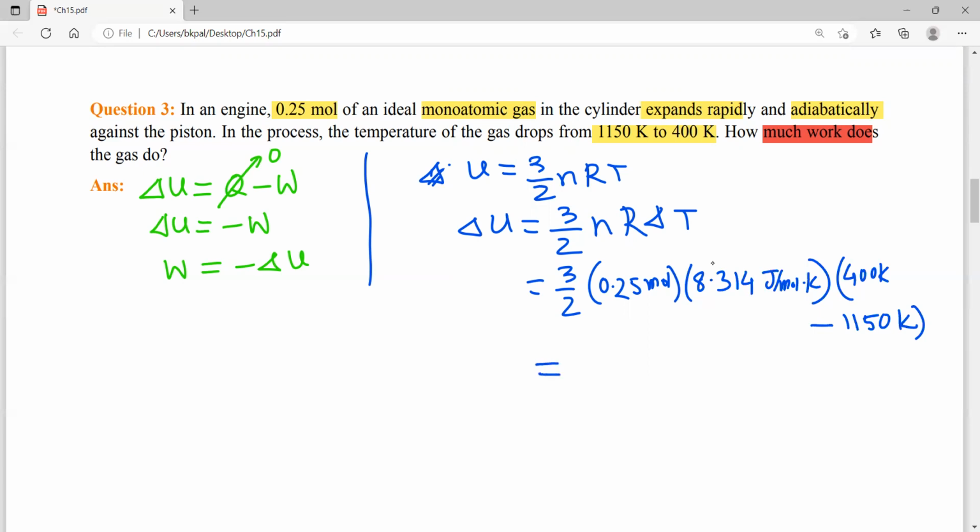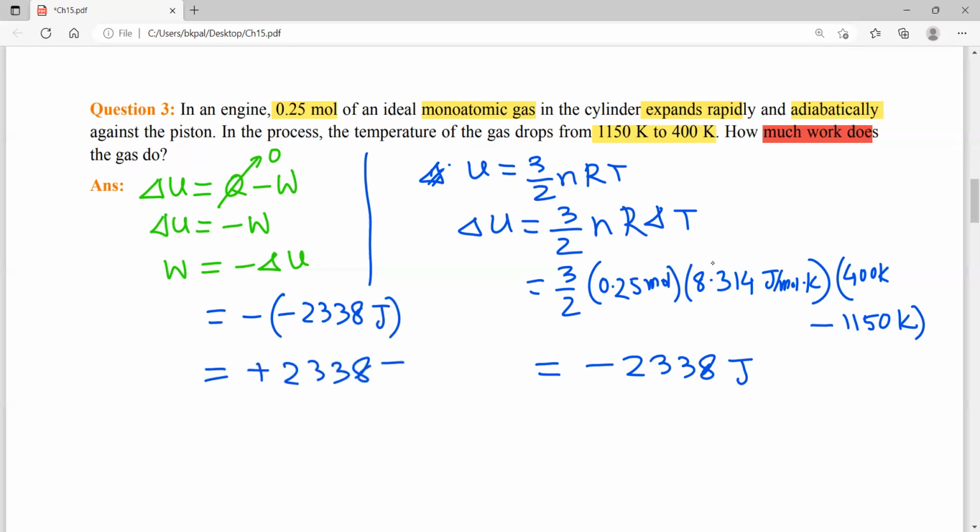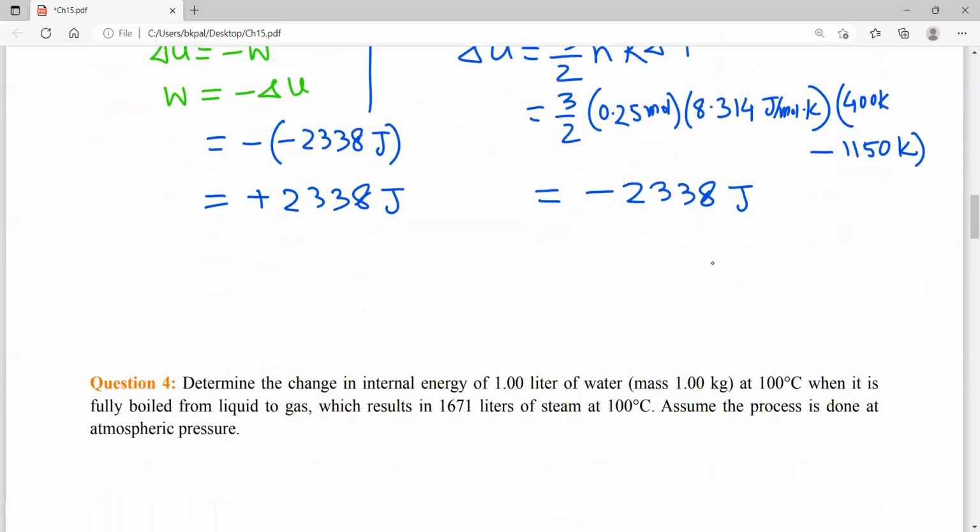So what we get is negative 2338 joule. The change in internal energy is negative 2338 joule. Now if I plug this value here, I get positive 2338 joule. So make sure you use the correct sign. Sign is very important. Here the sign is coming from delta T, and delta T means the final temperature minus initial temperature.